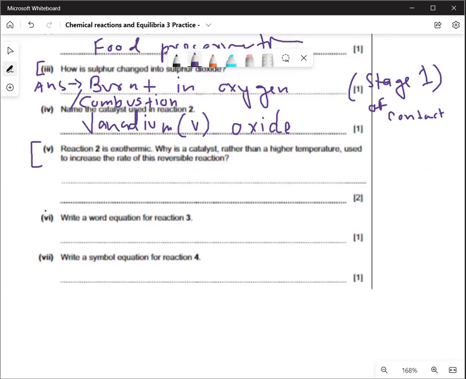Reaction 2 is exothermic. Why is a catalyst rather than a higher temperature used to increase the rate of reversible reaction? Yes, answer. Check your notebook and answer, or answer directly. I need the correct answer. Yeah, you have the answer in your notebook.